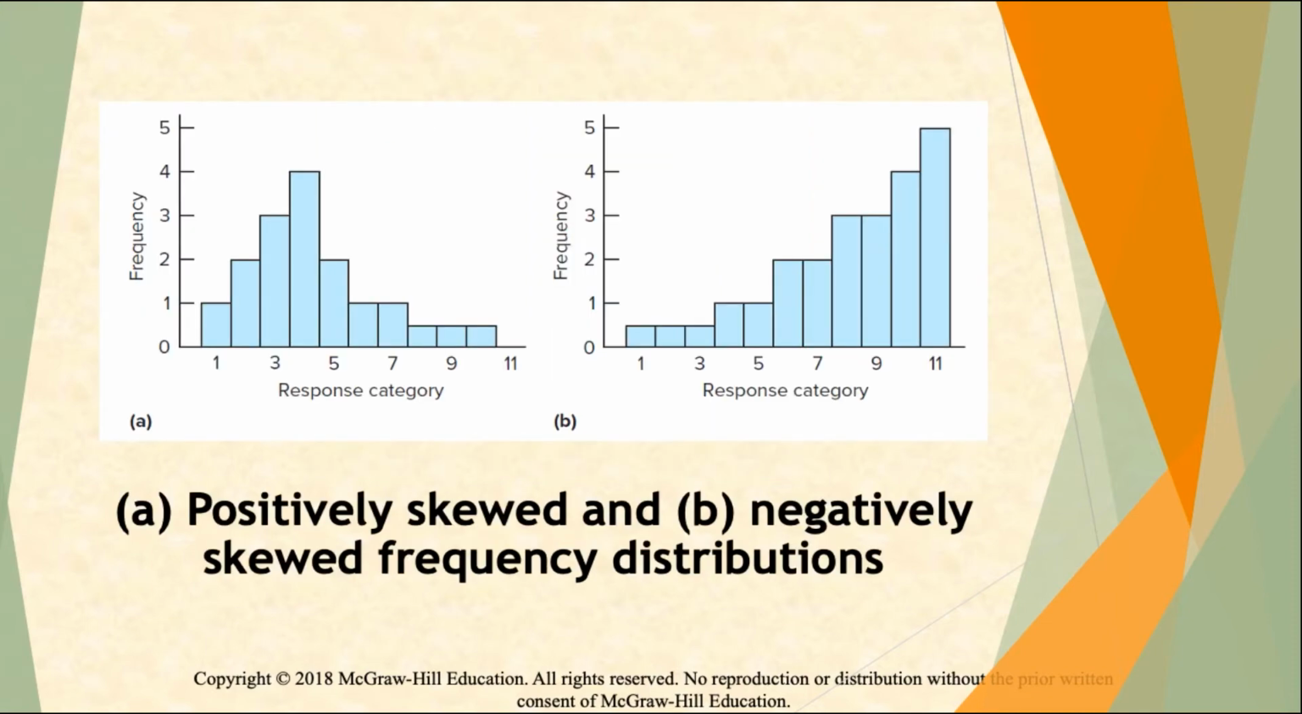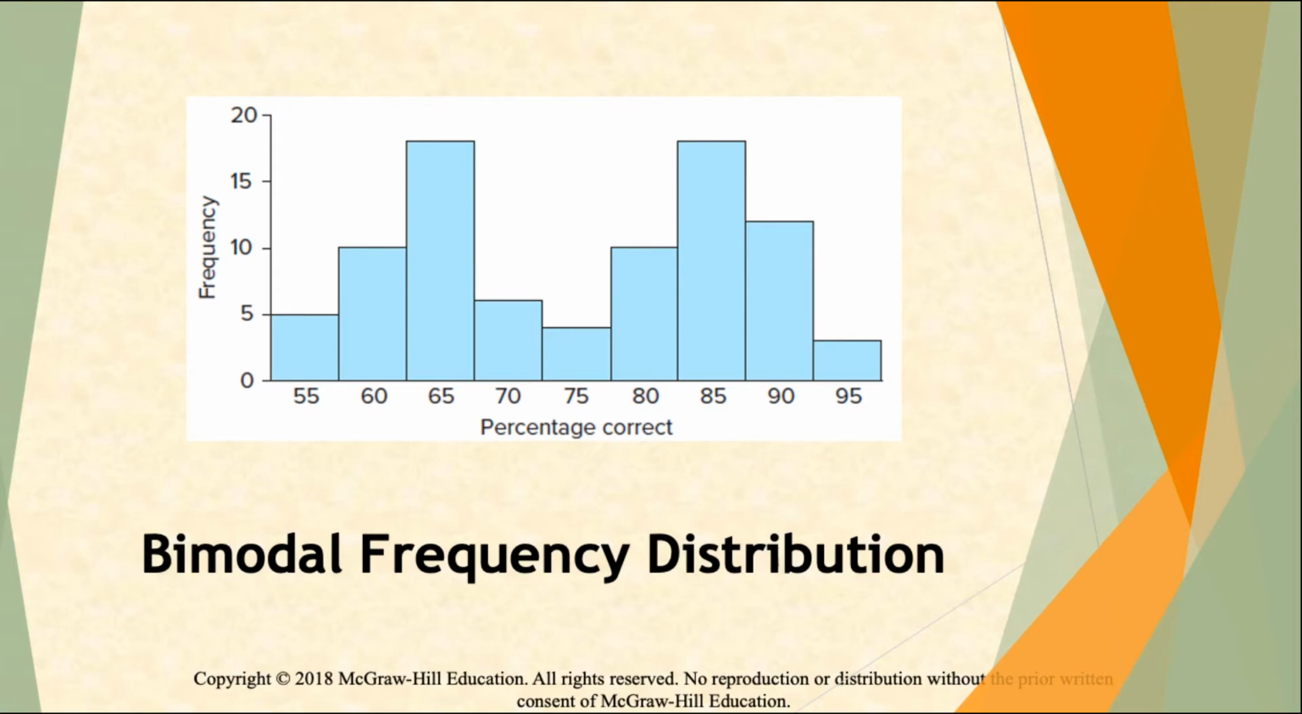So here is an example. A is a positively skewed histogram and B is a negatively skewed frequency distribution. And here we have a bimodal frequency distribution. It looks like that.